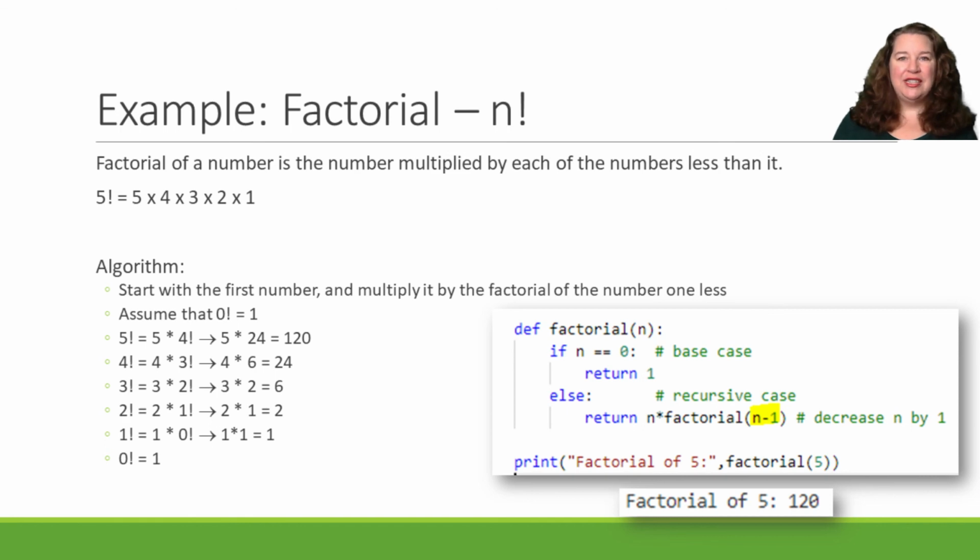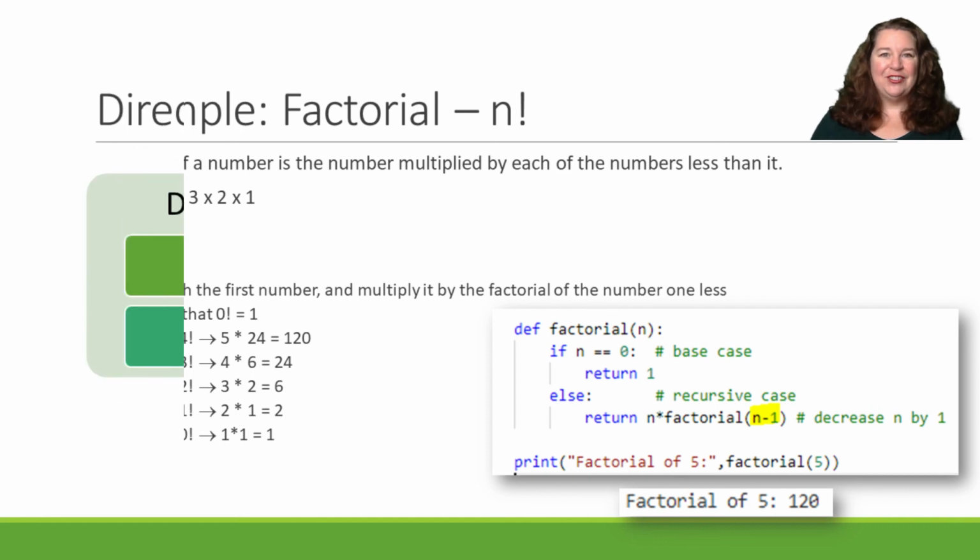So a really simple way of looking at how to multiply numbers together. We just have to decrease it each time and just multiply them. You could do the same thing with summation, adding them together. So this is just a really simple example of how we would use recursion, what the code looks like, and how to get the answer.